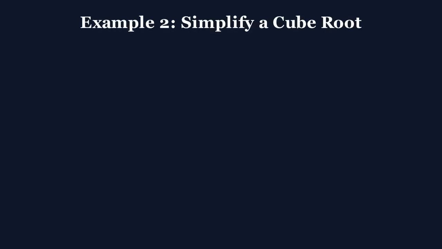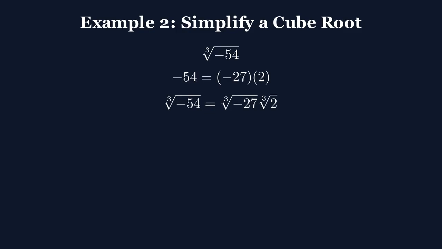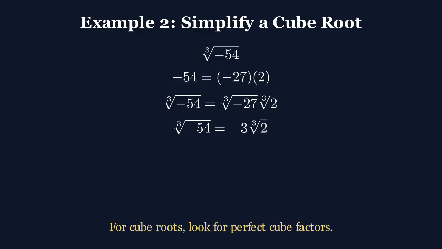Example 2. Simplify cube root negative 54. Since this is a cube root, we look for a perfect cube factor. Negative 54 is negative 27 times 2. Cube root negative 27 is negative 3. So the answer is negative 3 cube root 2.